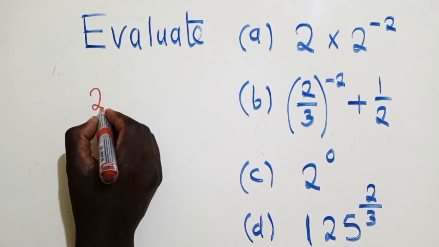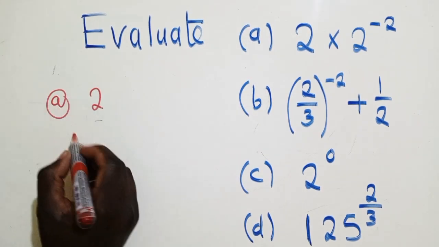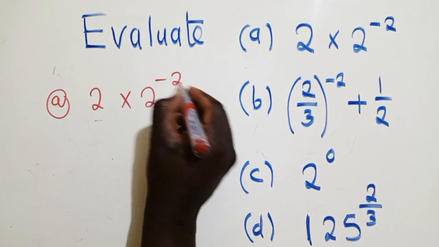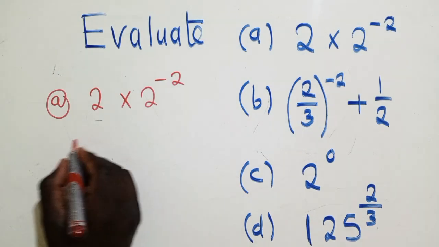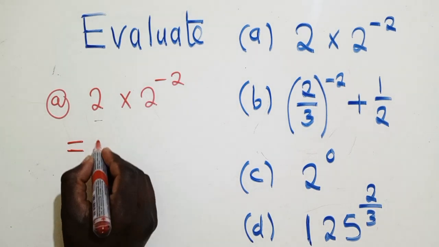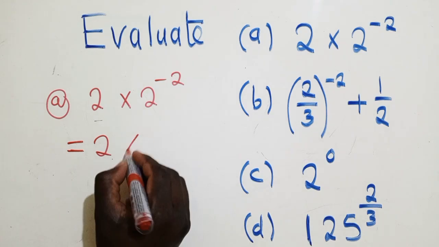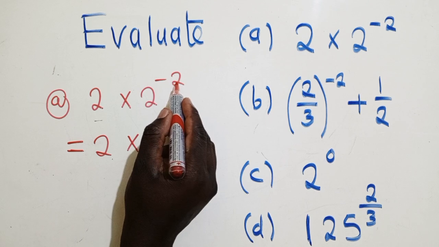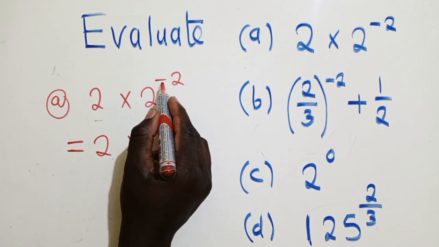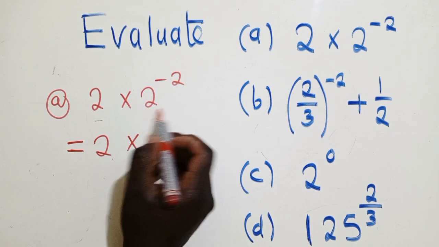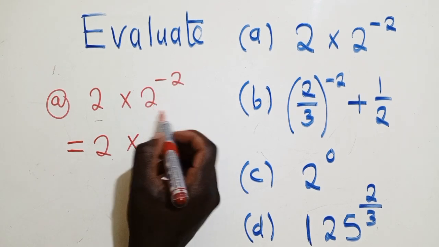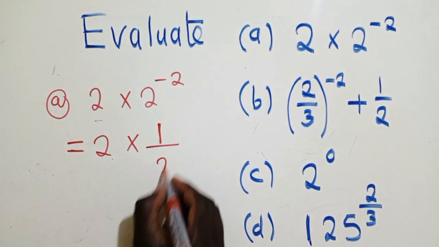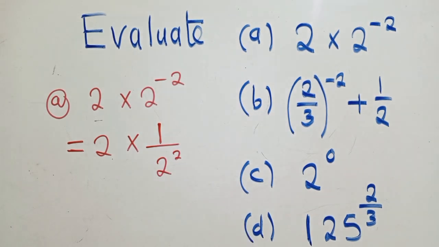We've got a 2 here. This is question A. We've got 2 times 2 to the power negative 2. Applying the laws of indices, we maintain the 2 and then say times. Here, how is the power looking? It has a negative sign, so we can't work with it the way it looks. We have to change it, so it will be 1 over 2 to the power positive 2.